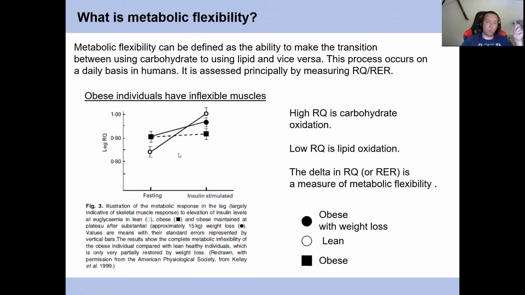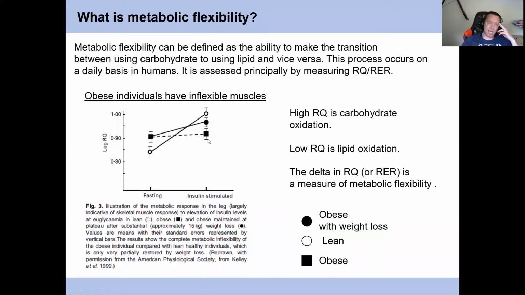Now, what they did was they compared lean, healthy individuals and obese individuals with weight loss. And they didn't use a fasted and a fed state, they used a true fasted state, but then they clamped the individuals to create a sort of pseudo-fed state. So they pumped them with insulin, and then they gave them exogenous glucose to prevent them going hypoglycemic and dying. And the lean, healthy individuals started in the fasting state with an RQ of about 0.84, and then they went up to pretty much 1 in the insulin-stimulated state. So they went to basically using pure carbs.